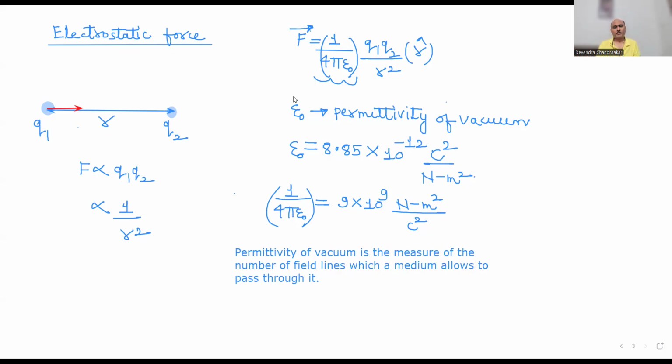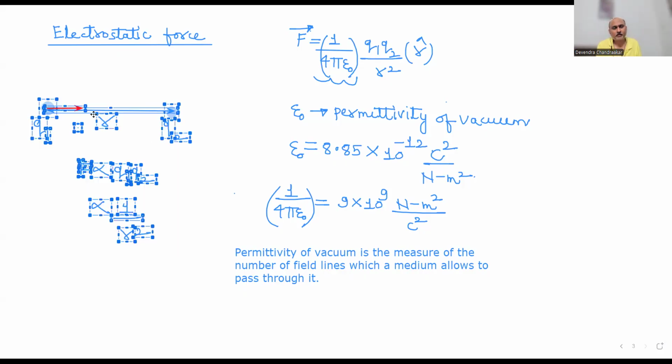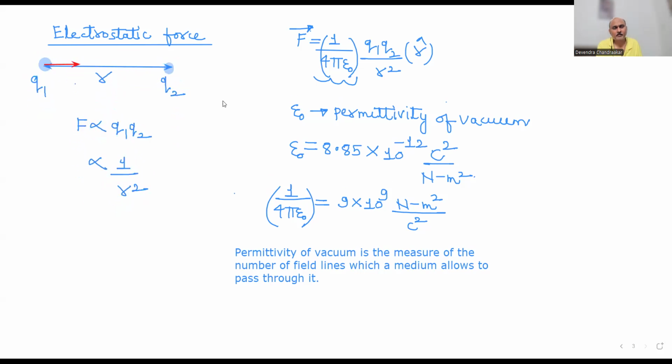All of you are aware that like charges repel, unlike charges attract. All of you have heard of this or not? Yes, sir. No, sir. Like charges repel each other, unlike charges attract each other.